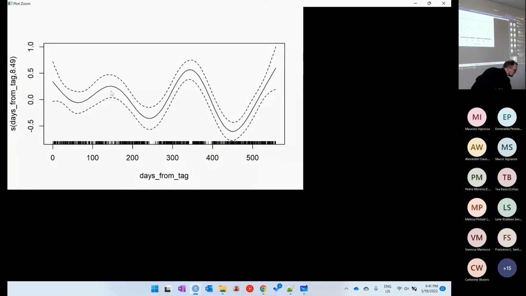Notice there's a pretty big cyclic variation. We're seeing differences: e to the 0.5 is going to be around 1.5 times faster than one that's traveling at 0. And then e to the negative 0.5 would be like 0.65. So between here and here, the fish is traveling roughly half as fast here as it is here, estimated over time. That's how we can think of interpreting these: you have to mentally convert these curves back through the link to get predictions about the actual movement.